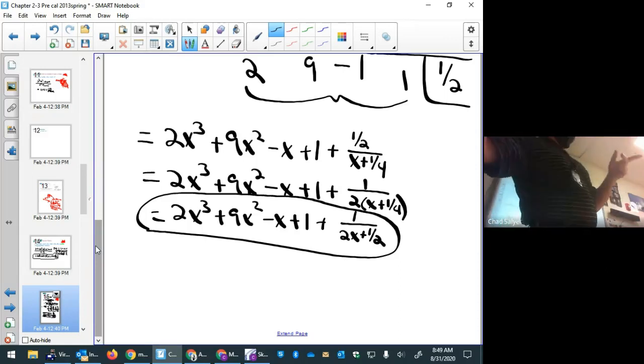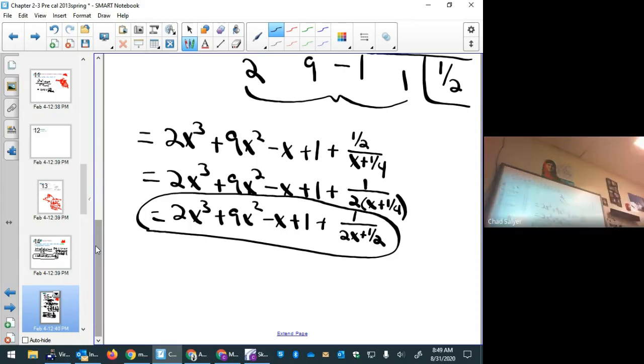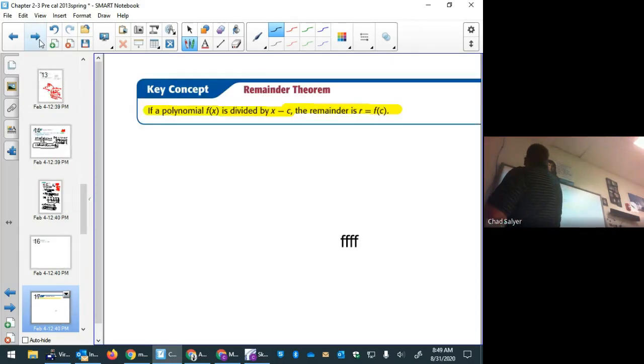Okay, so we've done long division. We've done synthetic division. Now it's time to talk about the remainder theorem. If I divide by x minus c, the remainder is also the function's value at c. In other words, synthetic division can be a shortcut for evaluating a polynomial. Again, best demonstrated via an example.